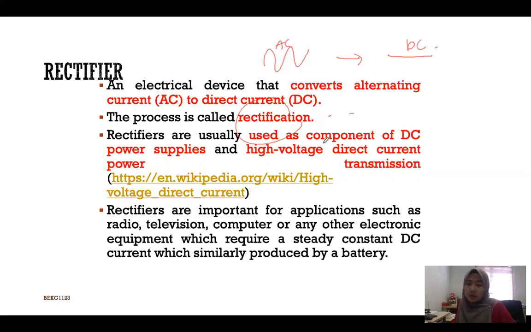So why do we need a rectifier? Because most of the applications that we use in our daily life require DC current. However, the supply that we get from our voltage source is AC. So that's why we need a rectifier in order to convert from AC to DC.